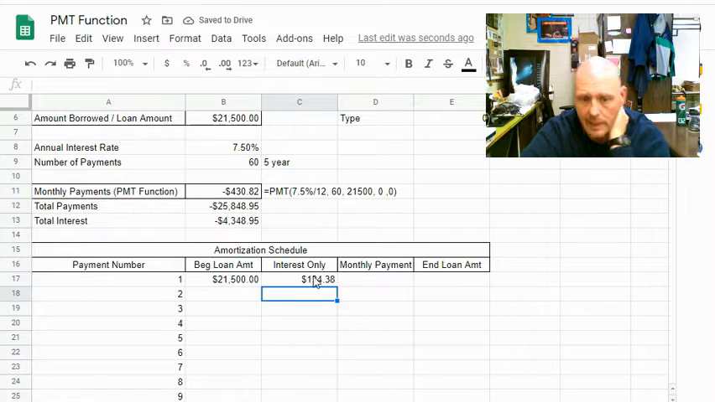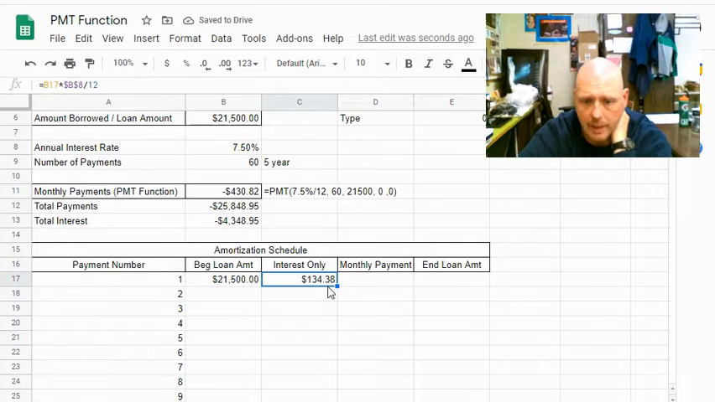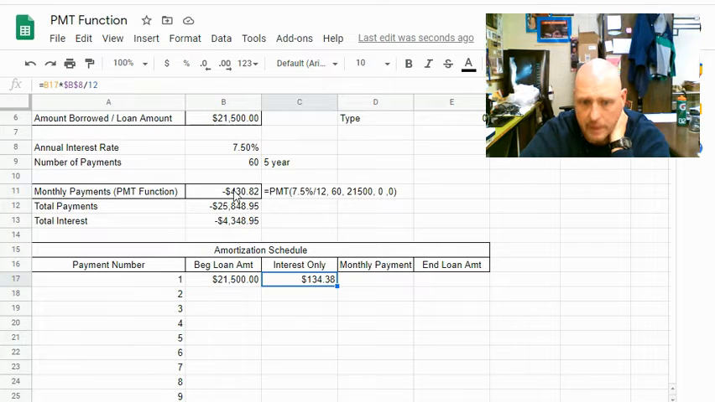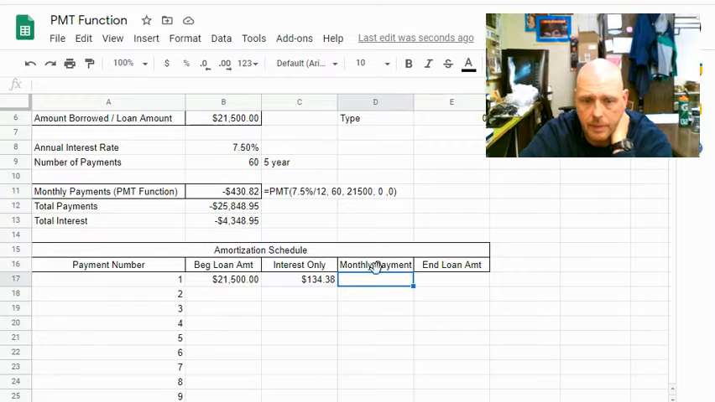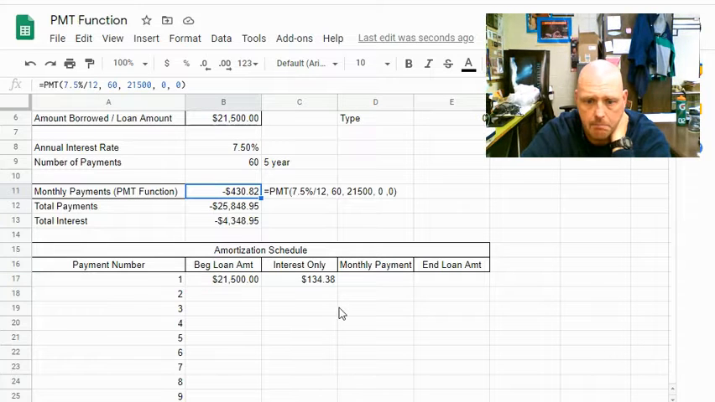Now it looks a little better, right? I'm getting charged about $130 in interest. I'm making a $430 payment. My principal balance is going to go down about $300. We'll get that math here in a second. Monthly payment. Well, I've already figured it out right here.